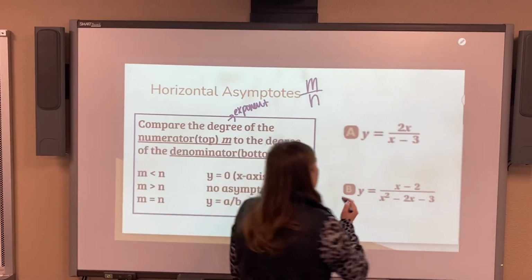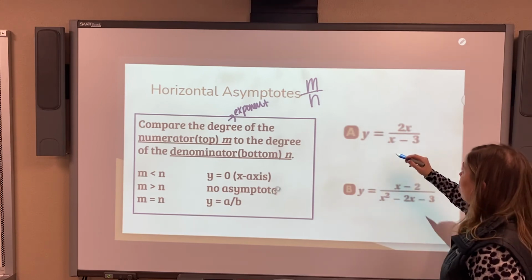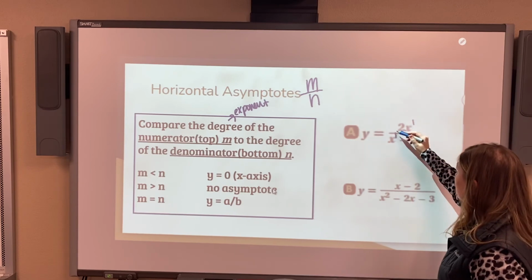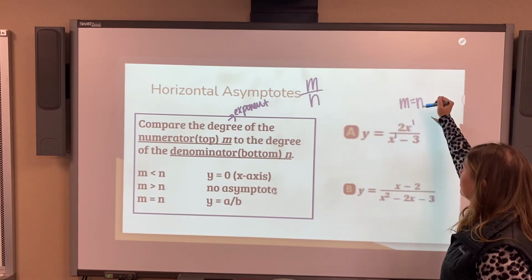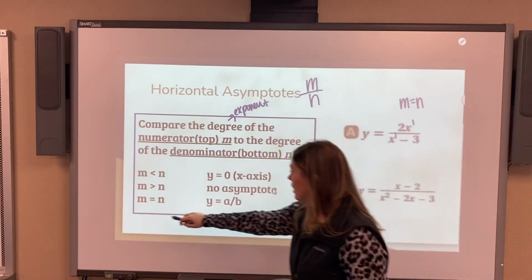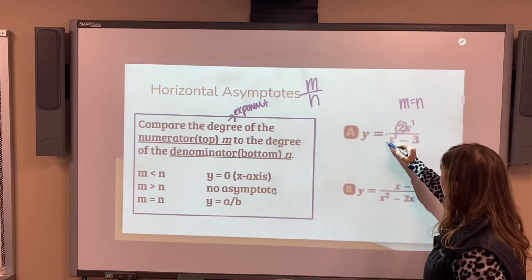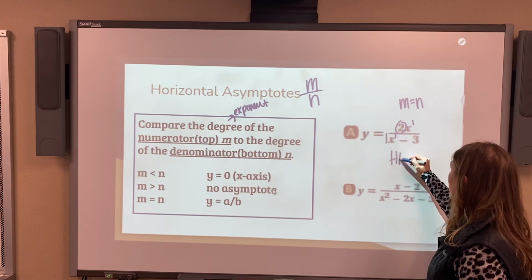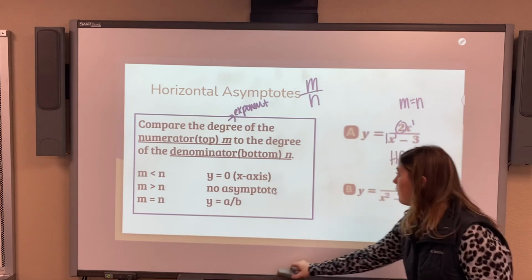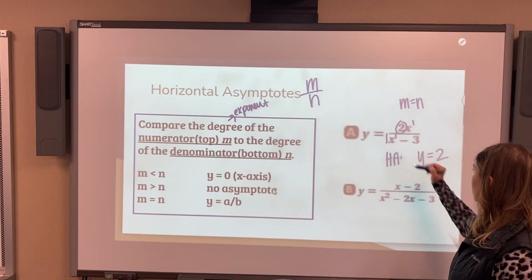So if we look here at y equals 2x over (x minus 3), we're looking for the highest degree. This is a 1 and this is a 1, so 1 over 1. Here we have m equal to n. Our numerator degree is equal to our denominator degree. So if m equals n, then we look at our coefficients. In front we have a 2 over a 1. So here your horizontal asymptote is y equals 2.